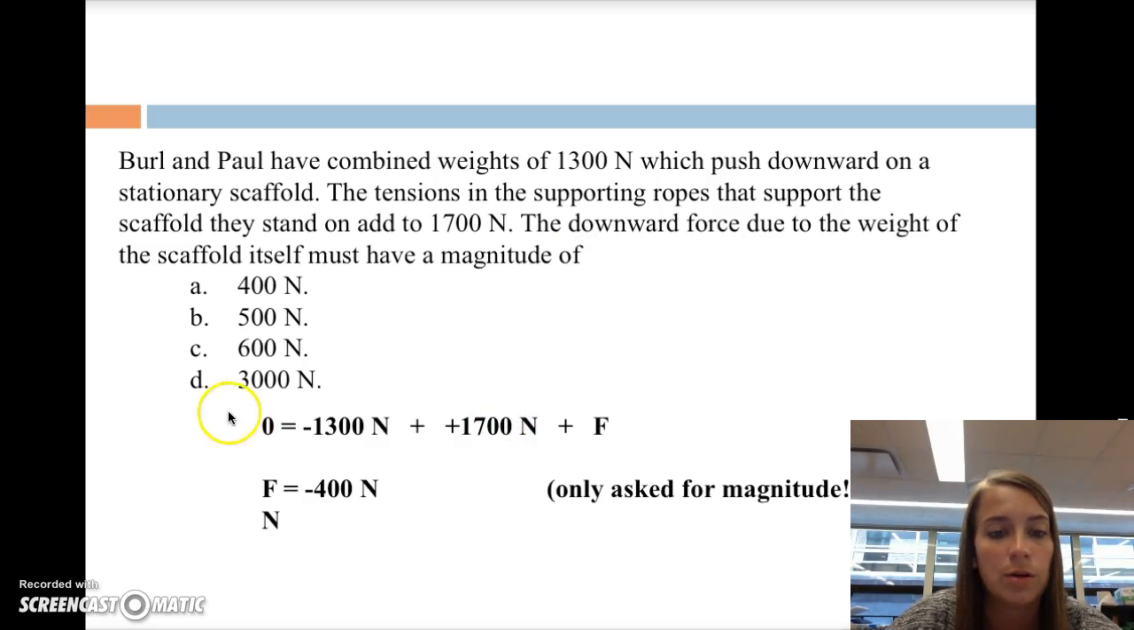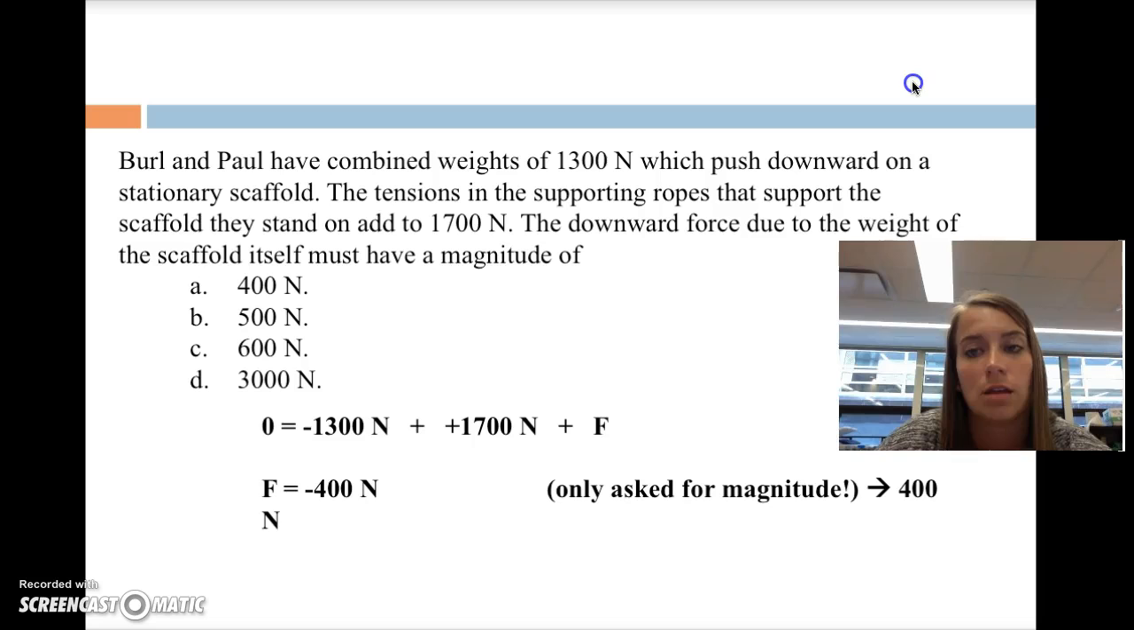So if we work this out, we get 0, remember it's not moving, is equal to negative 1,300, that's the downward weight, plus 1,700, that's that tension force up, plus another force. Solve for it, we get negative 400 newtons. Wait, I said that was positive. I was wrong, okay? It's a downward force through the weight. So what we're looking for, F, is negative 400. But they only ask for the magnitude, so the answer is going to be just 400.